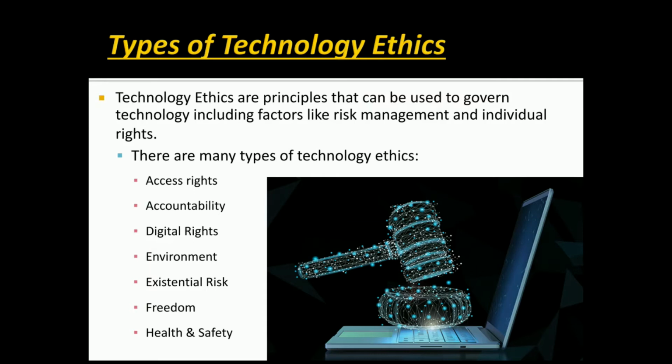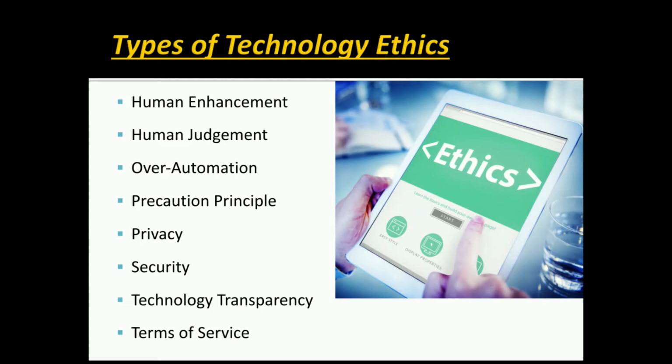And number six is freedom. Technology that is used to control society, raising questions related to freedom and independence. Number seven, health and safety. It's about health and safety that are increased and improved by technologies. And the next point is human enhancement: human genetic engineering and human-machine integration. Number nine, human judgment.